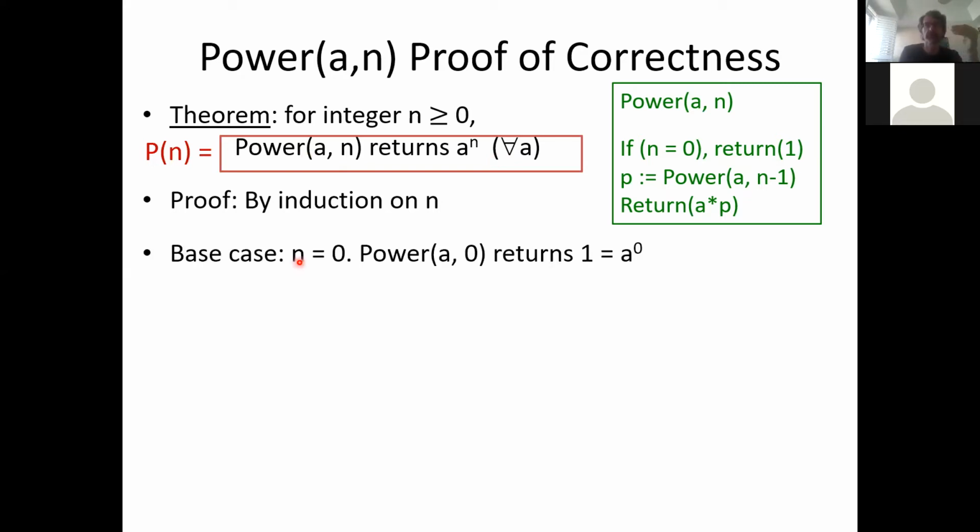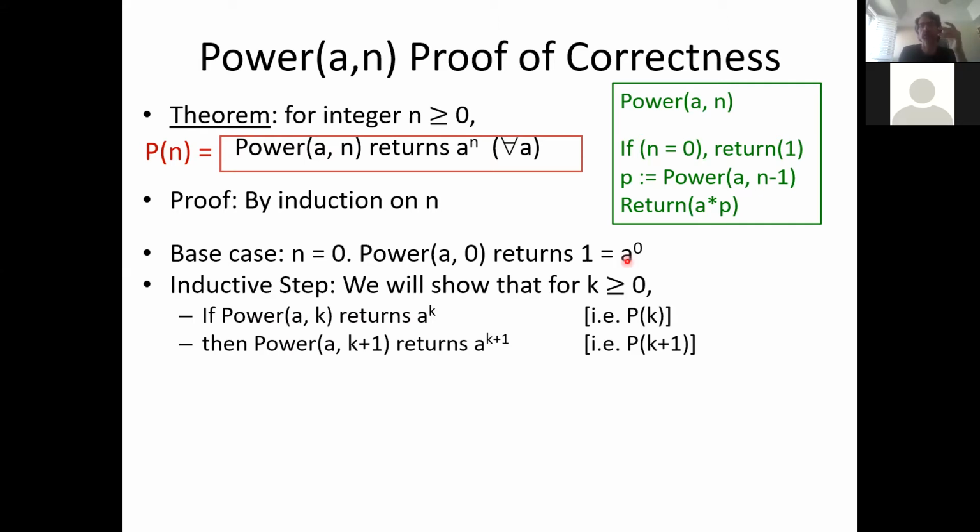So first, we're proving it for every n at least 0. The base case is clearly n equals 0. What does this predicate say for n equals 0? It says that when I call it with a comma 0, I will get a to the 0, which is 1. And that will be true for every a. Well, that is indeed true about this algorithm. When it's called with n equals 0, it triggers this line, it returns 1, end of proof for the base case.